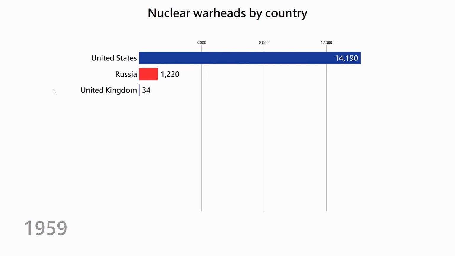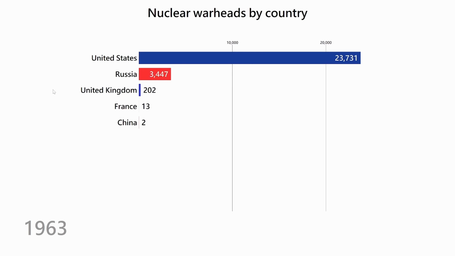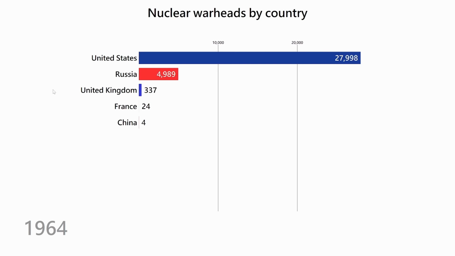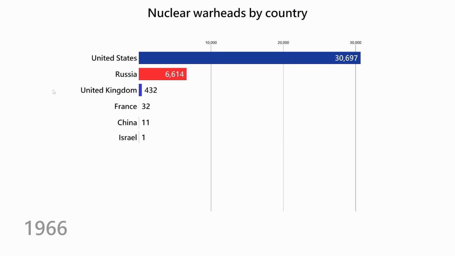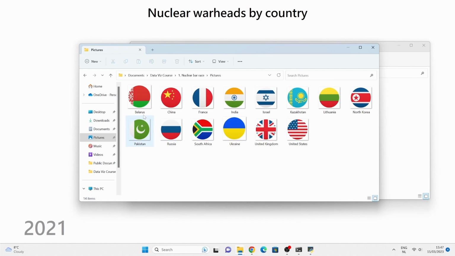If you want to do this yourself, you would need to update the colors.json file with the data categories that you have. Now the last step in this basic setup is to add the flag icons. You might have noticed that in the course materials, you will find a pictures folder. This folder contains the flag icons.